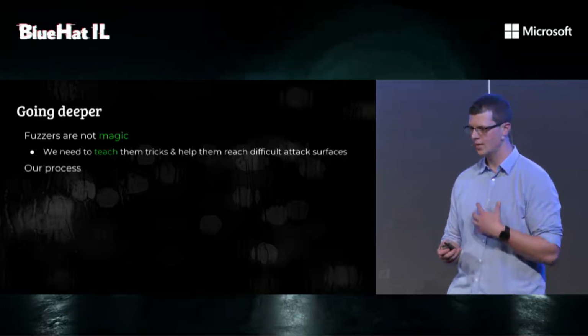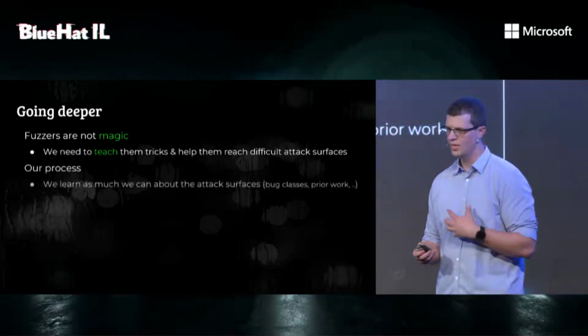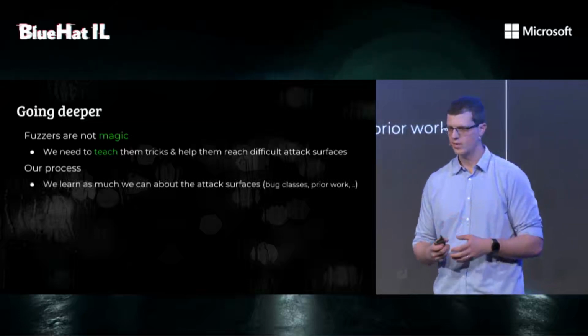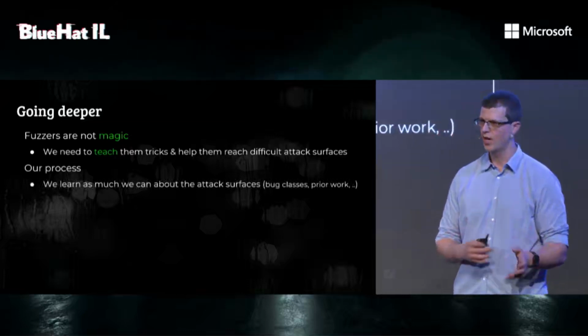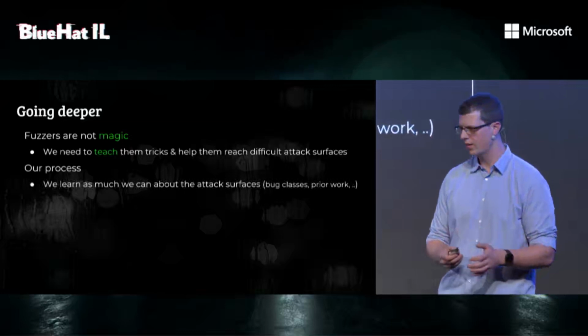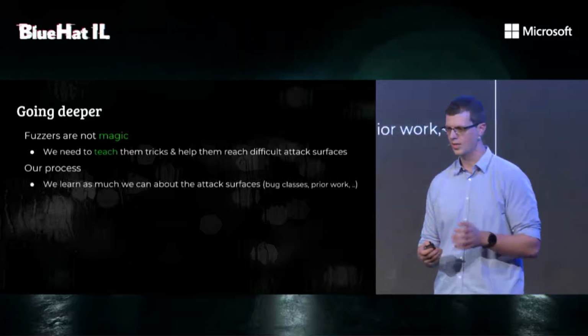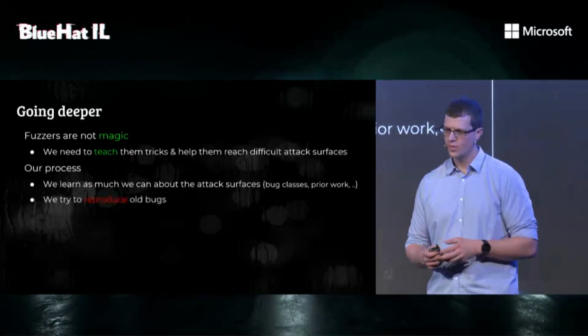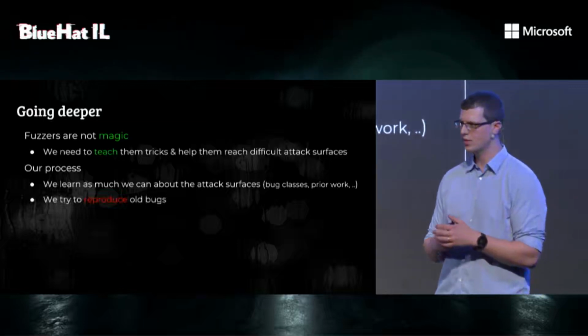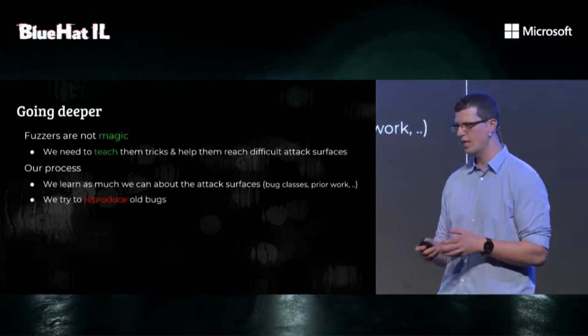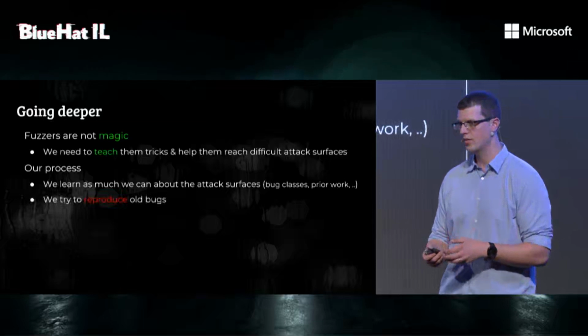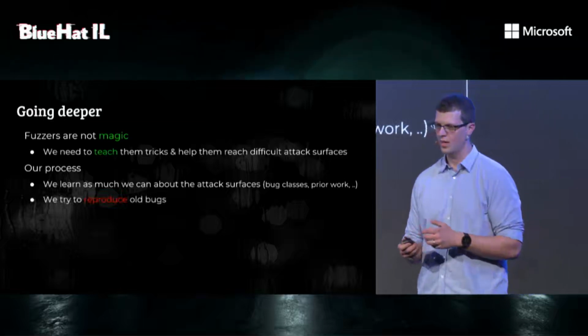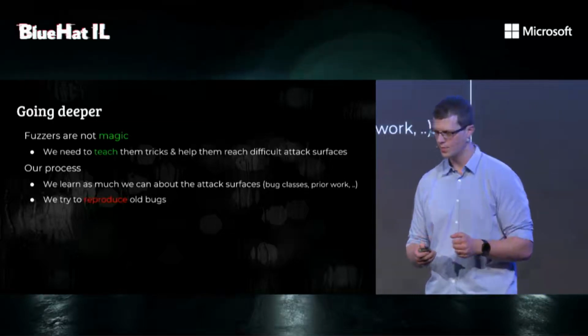Our process for doing that is we start by reading as much as we can about the attack surface, everything that we can get our hands on: prior work, old bugs, every research presentation we can see. We also try to reproduce all bugs. All bugs teach us a lot about the attack surface and about the fuzzer's abilities and limitations.